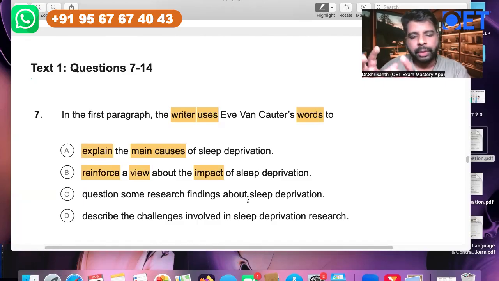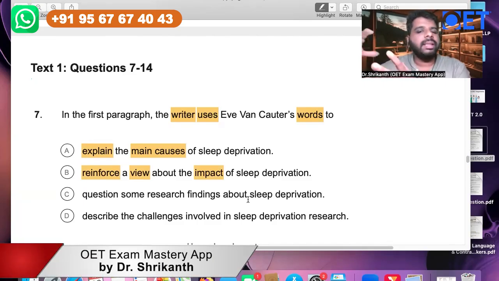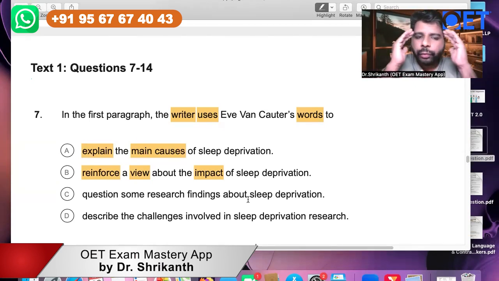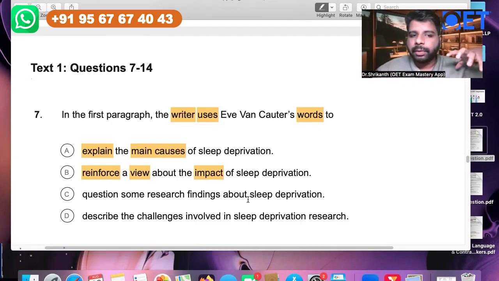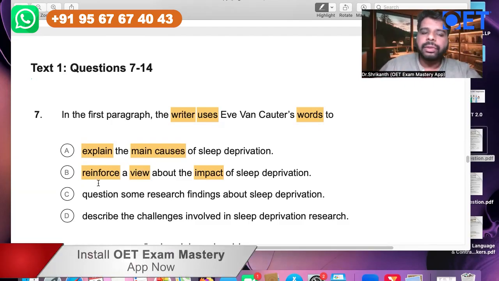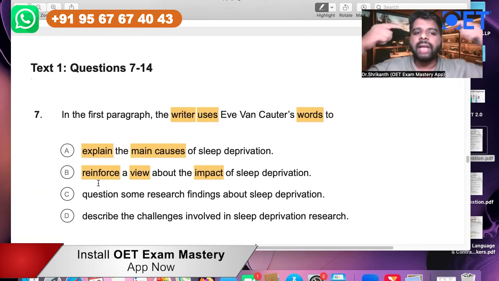Consequence. Okay, so because of sleep deprivation, there will be certain impacts. Impacts basically means consequence, right? So he has a viewpoint. Okay, the writer has a viewpoint regarding the impact of sleep deprivation, and he is reinforcing it. That means he is emphasizing it. He is strongly reinforcing that idea to us.